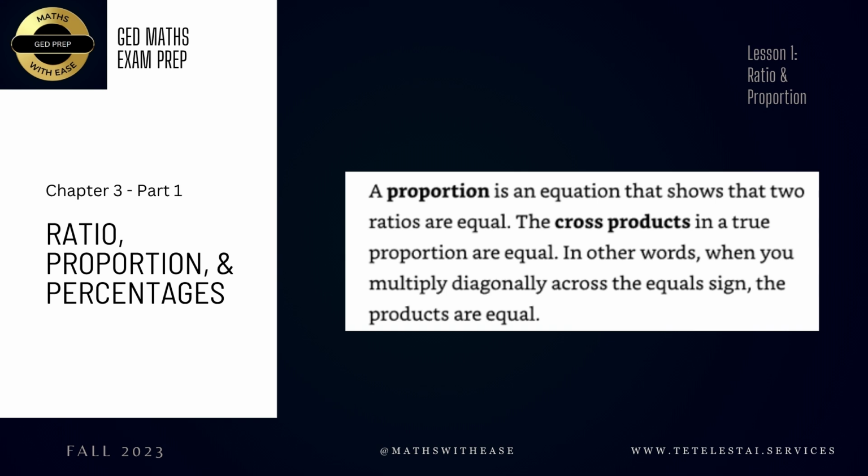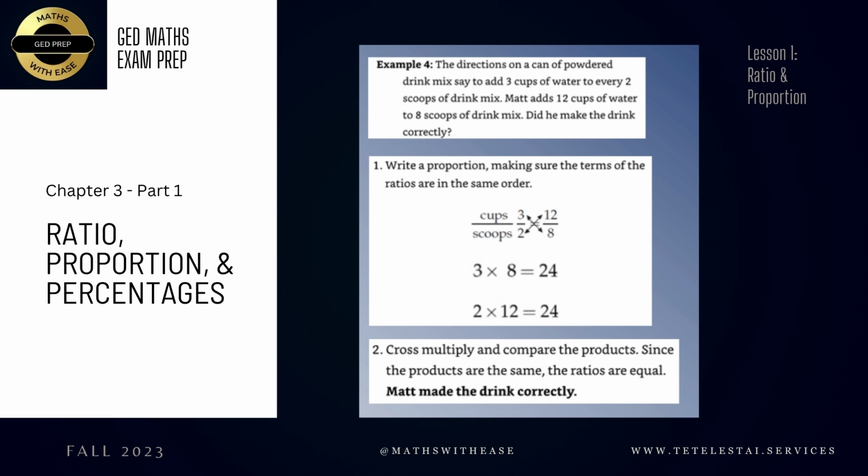In this example, we're being told that the directions on a can of powdered drink say to add 3 cups of water to every 2 scoops of drink mix. Matt adds 12 cups of water to 8 scoops of drink mix. So let's say he's trying to make the drink for his family members, okay? Did he make the drink correctly according to the instructions?